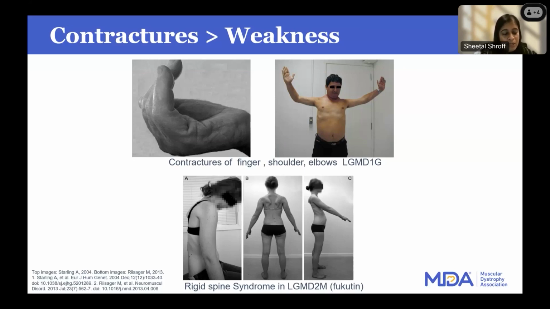Now we also see rigid spine syndrome in limb girdle muscular dystrophy, where the spine is so rigid that they're not able to bend, move, or twist as easily as others would. So this is a very stiff, rigid spine, because of paraspinal muscle weakness as well.